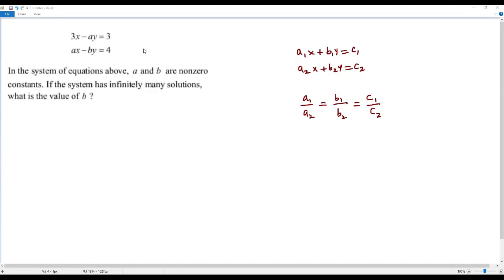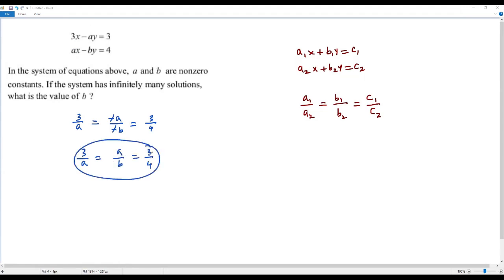Now what we can do is write the ratio of the coefficients of x, that is 3 over a. The ratio of the coefficients of y, that is negative a over negative b. And the ratio of the constant terms is 3 over 4. Since this system has infinitely many solutions, all the three ratios are equal. And here the negatives will cancel out. Then we can write 3 over a equals a over b equals 3 over 4.